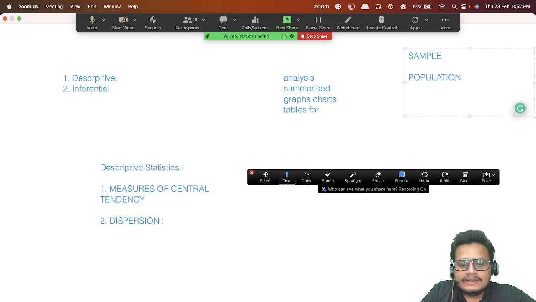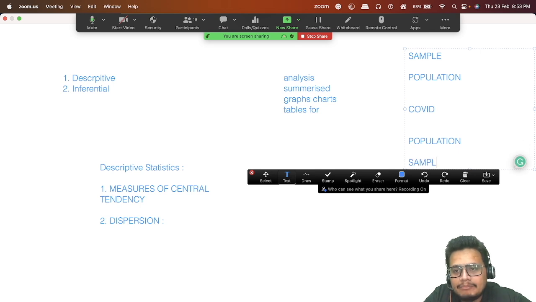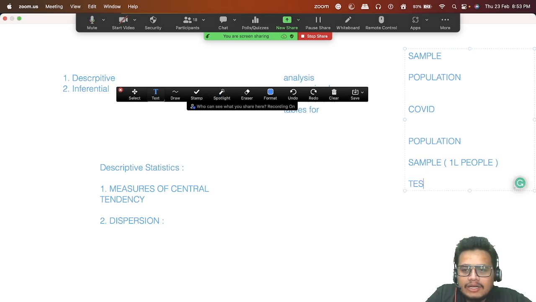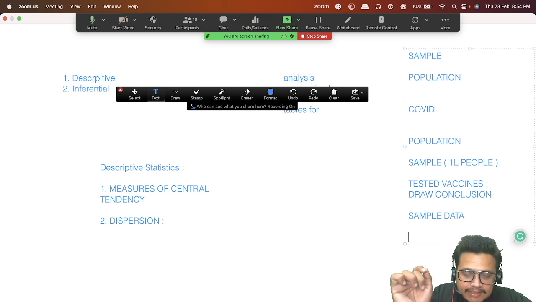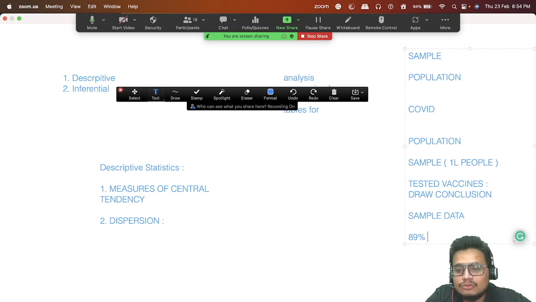Okay, so let us say when we had COVID, we wanted to vaccinate all the population of the world. So what we did, we took a sample. A sample means first 100 people, then 200, then let us suppose 1 lakh people, and on those 1 lakh people we tested our vaccines. Then we draw some conclusions, and based upon the conclusions which we obtain from sample data, we make a conclusion about the whole population, that this vaccine will be, suppose, 89% effective for the whole population.